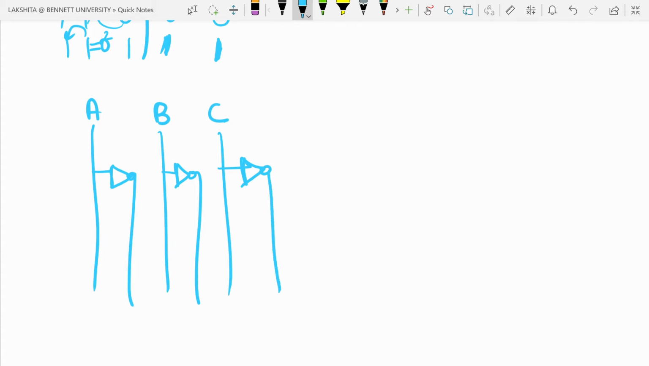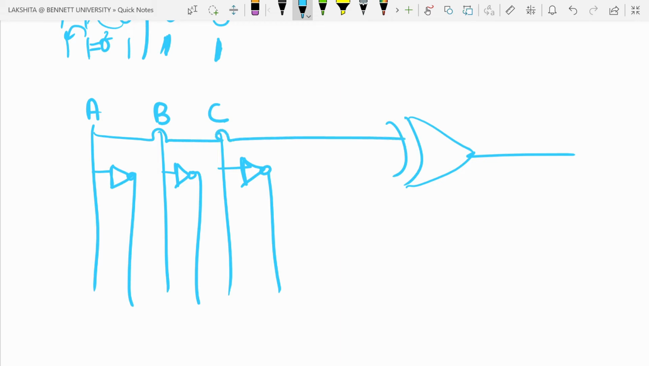For the value of D, which is A XOR B XOR C, we have to make a XOR gate. For that we need 3 inputs A, B and C. So we will take 3 inputs from here. First input is A, second input is B and third input is C. So the value of D can be calculated by using XOR gate.